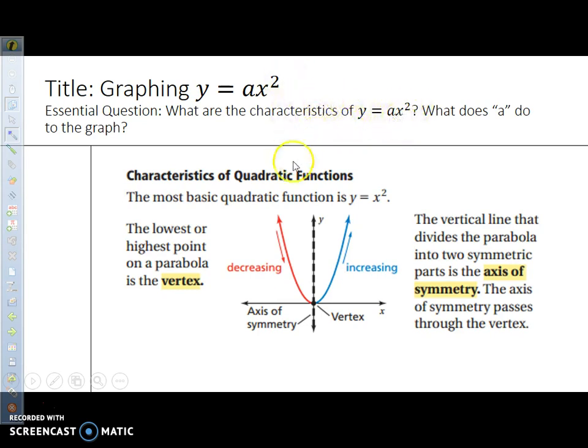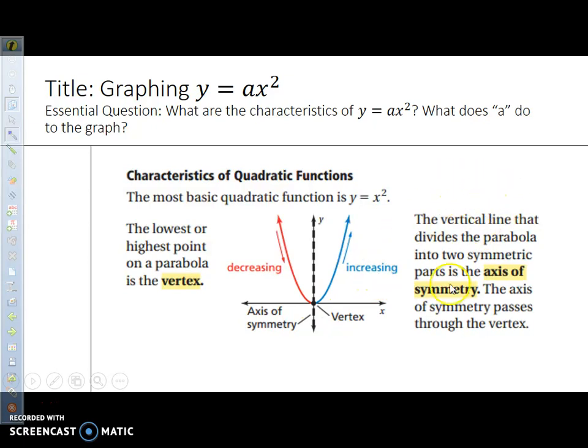We could also change that word characteristics to landmarks of y equals ax². What does a, this very beginning coefficient, do to the graph? Two of the basic characteristics of quadratics are the vertex, the point at which the parabola, the U-shape, goes from increasing to decreasing, or in this case from decreasing to increasing. It's the point at which it changes direction.